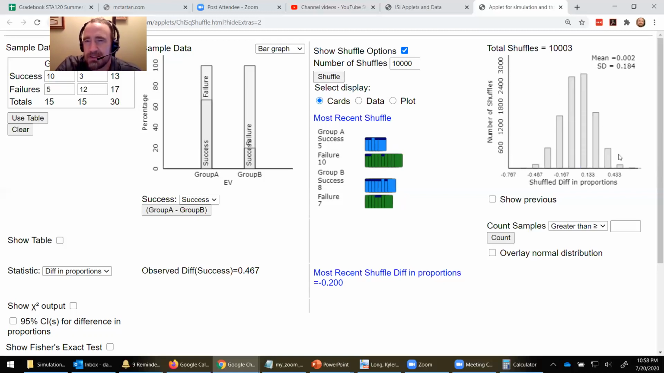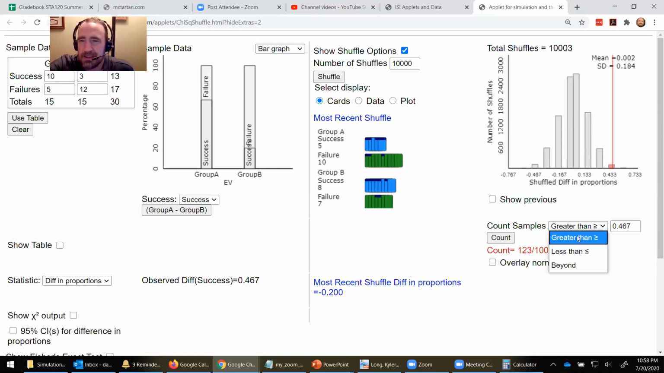You might not be too surprised to see here that it looks like a somewhat normal shaped distribution, and it's centered around a zero difference. In other words, it doesn't matter which group you're in, we're seeing the same proportion of success. What we want to find out is, was our result strange or abnormal? Or was our result something very much like we'd expect if the null hypothesis were true? Our result of positive 0.467, we can put that in here. Then I can choose: do I want greater than, less than, or beyond?